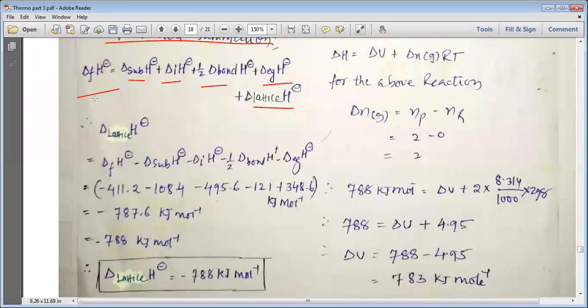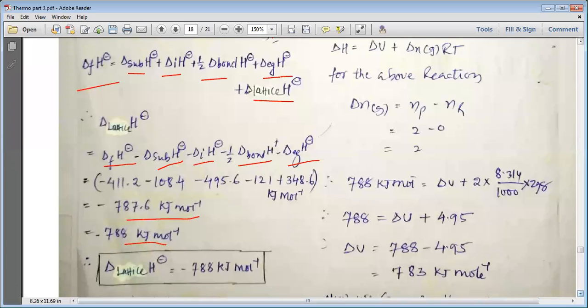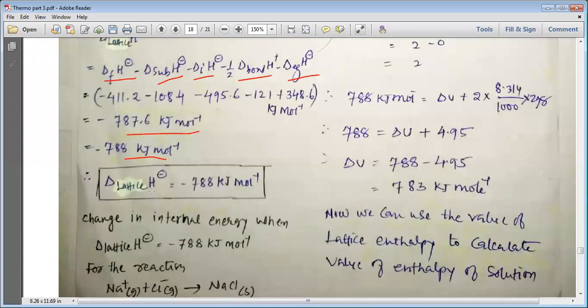And that is why lattice enthalpy is equal to the formation enthalpy minus sublimation enthalpy minus ionization enthalpy minus bond dissociation enthalpy and minus electron gain enthalpy. And that is how we get minus 788 kilojoule per mole, my dear students. So here the lattice enthalpy that we get is negative. It shows that when Na+ and Cl- combine and give NaCl, energy is actually released.